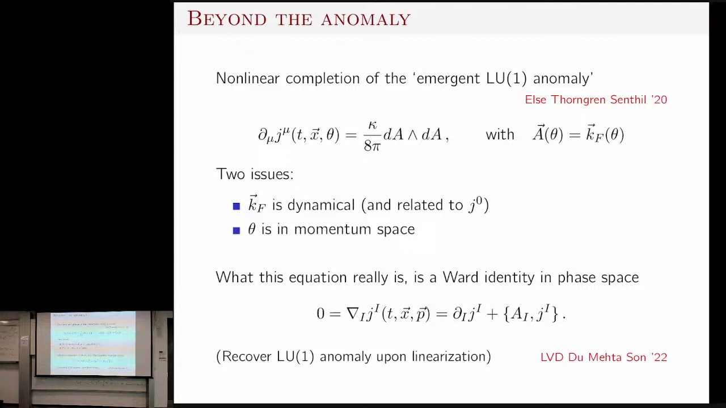So in our way of seeing it, this equation is really a linearization of just a covariant conservation equation in phase space. Basically the Liouville equation in phase space, which looks like this. If you take this equation and linearize it so that this current knows about the shape of the Fermi surface, at leading order you'll get something that looks like this.